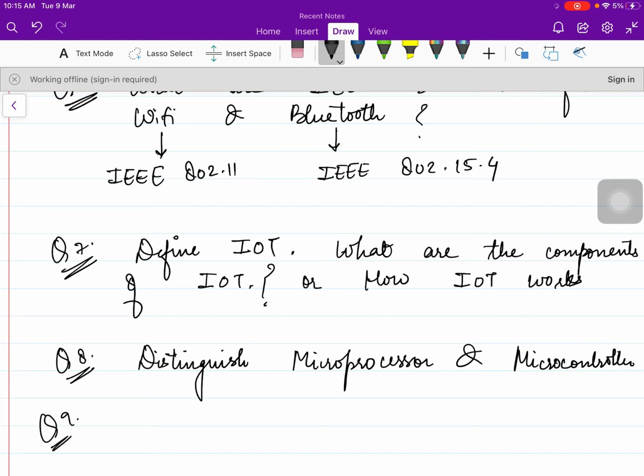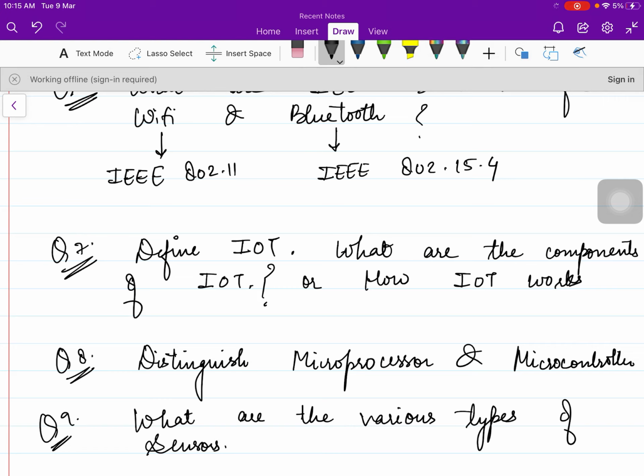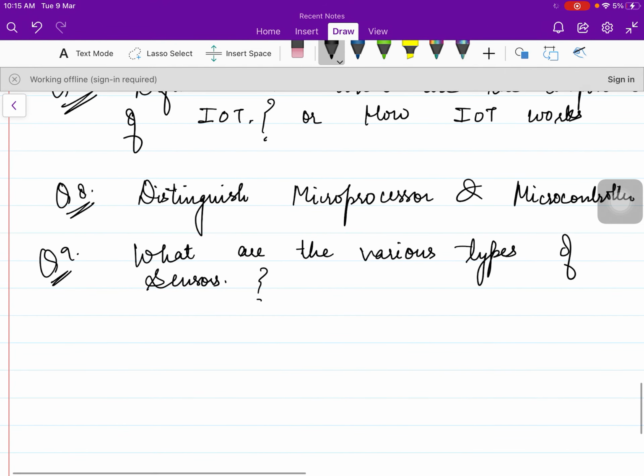You must know what are the various types of sensors. Very good question. We have learnt many sensors like chemical sensor, gas sensor, water sensor. So there are many types of sensors. You must know all of them. So what are the various types of sensors you must know.